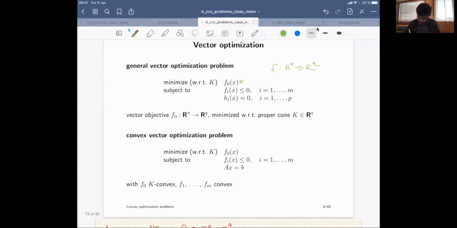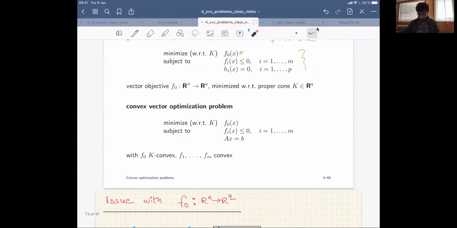So that will play a role here. So this is the general framework of a vector optimization problem. It is the same, the only thing now is that this objective is a vector. Then what is a convex optimization problem? Same thing, but now all the functions involved have to be convex. All fi's are convex as usual, but now f0 is a vector. So how do you define the convexity of a vector valued function? Only through a generalized inequality.